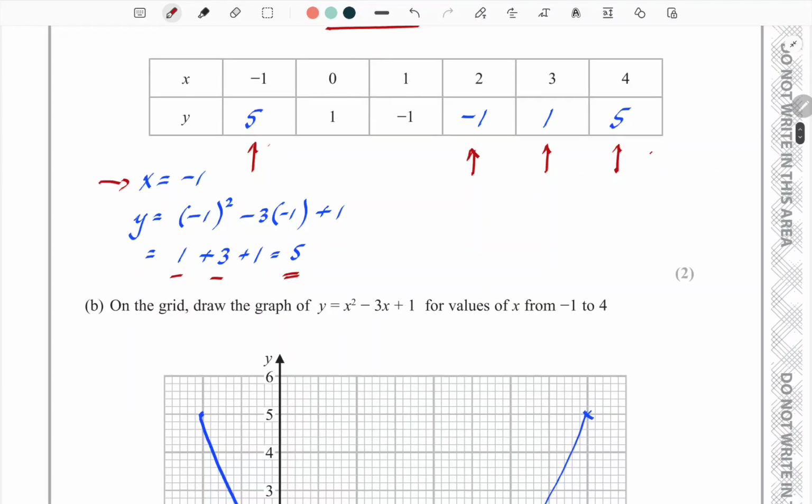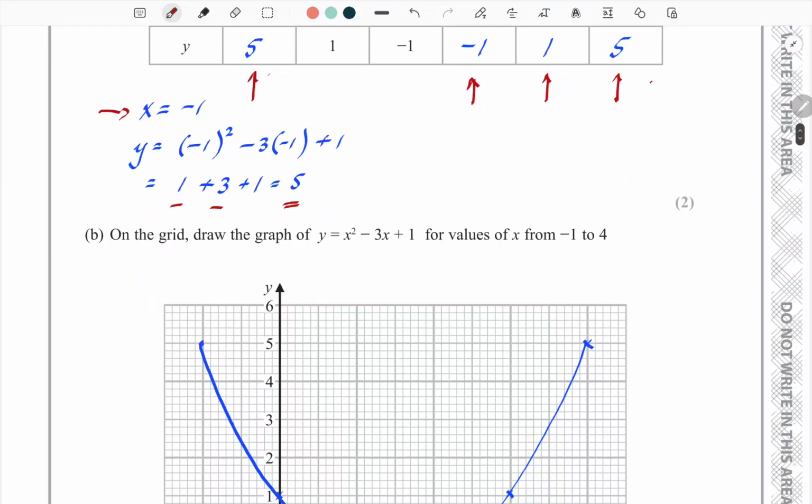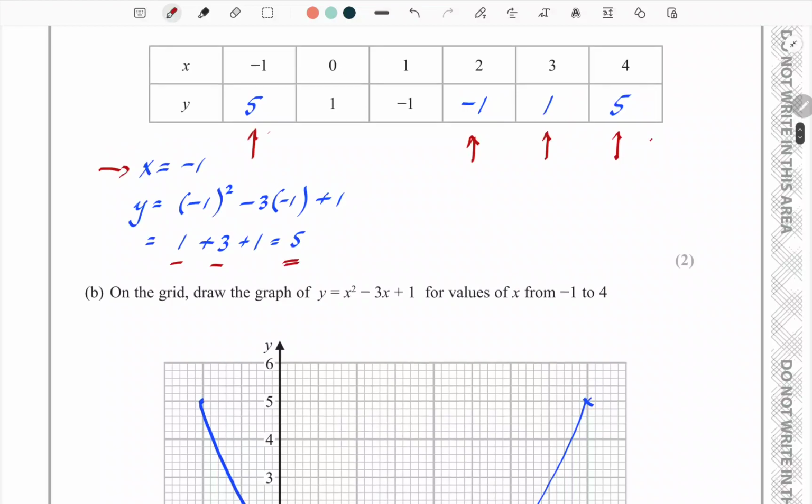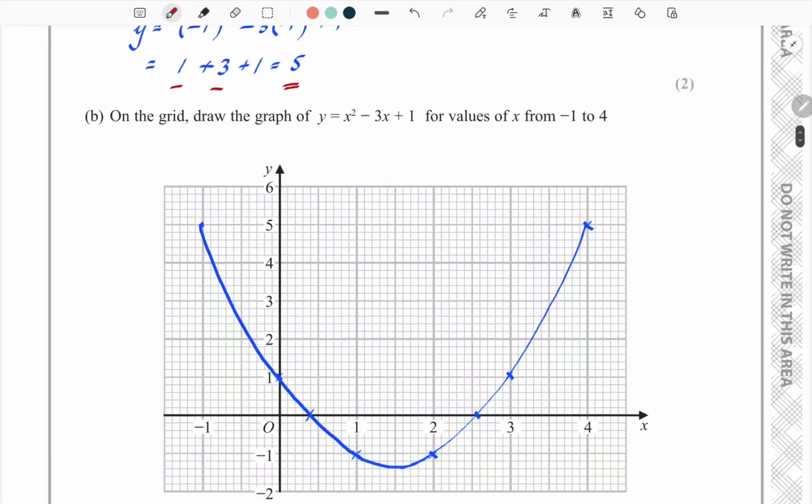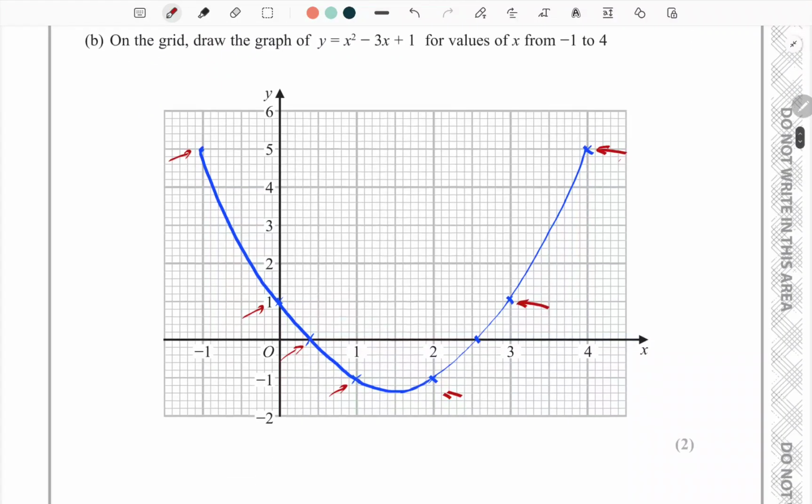Okay, so next part is draw the graph, for values of x from minus 1 to 4, exactly what's in the table. So as you can see, I've put the points in. That's 2 marks just for doing that. But make sure your curve goes through the actual points. Use a sharp pencil.